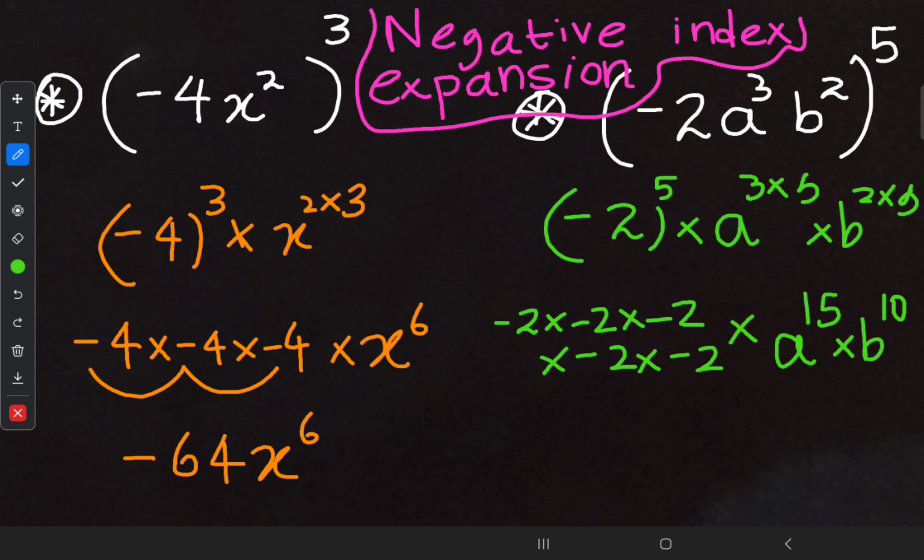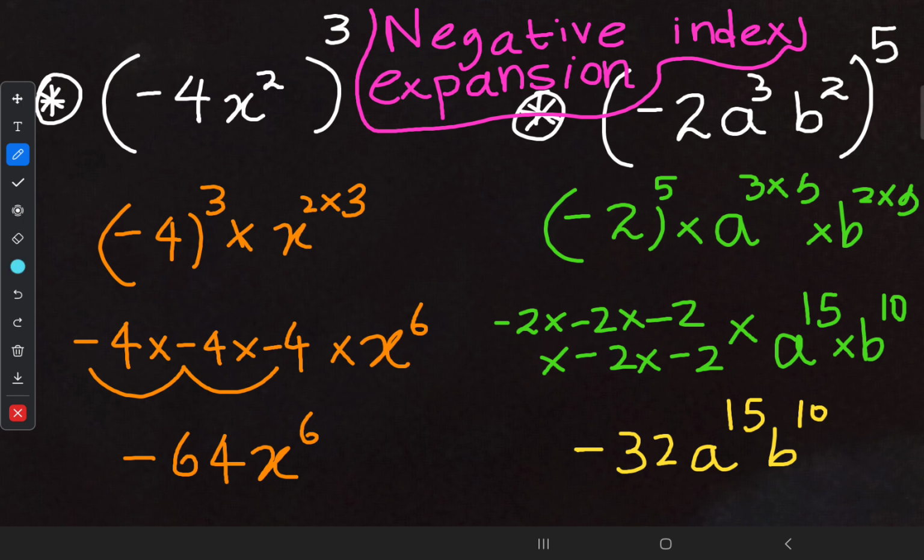Okay, when you multiply a negative base number, if your index is an odd number, the final answer will hold negative. If the base is negative and the index is odd, we will have negative. If the index is an even number, we will have positive. Hence, in this case, we have an odd number as our index. So it should be negative 32, a to the power of 15 and b to the power of 10. This should be your expansion in this case.